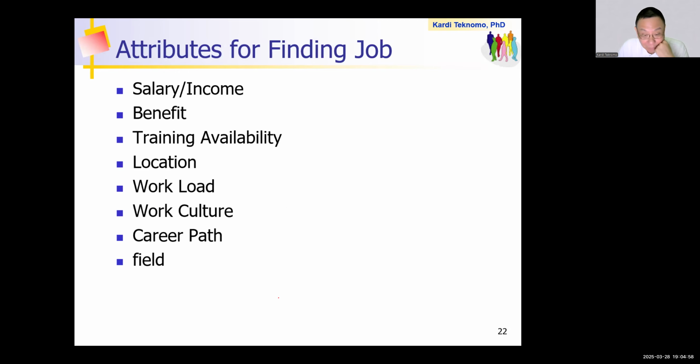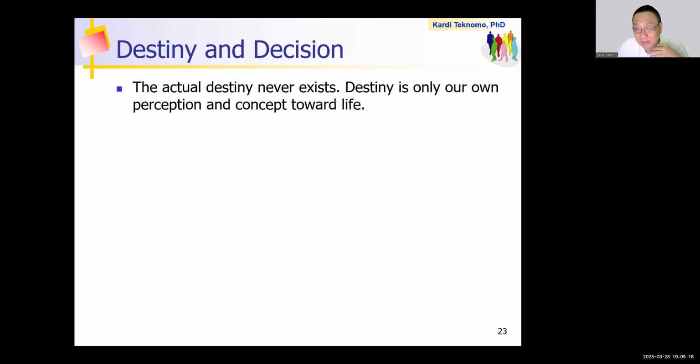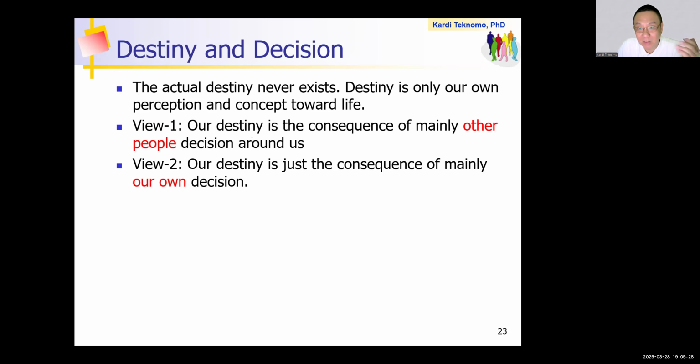Right. So the last part that I want to discuss is about destiny. Culture. So the actual destiny actually never exists. Destiny is actually only our own perception and concept toward life. So then we can have four views. View one is our destiny is actual consequences of mainly other people's decision around us. The second view is our destiny is just a consequence of mainly our own decision.